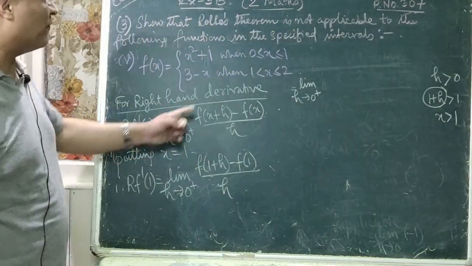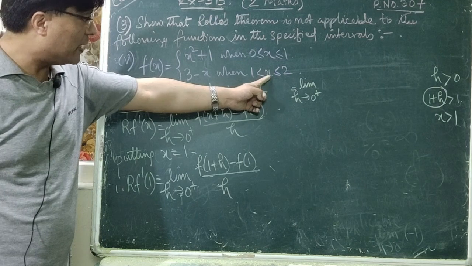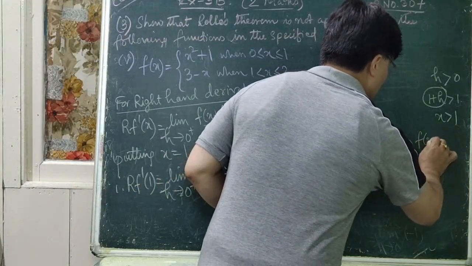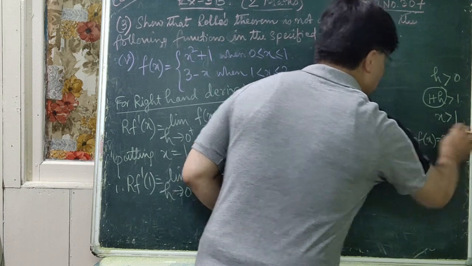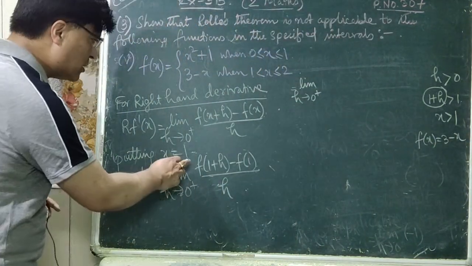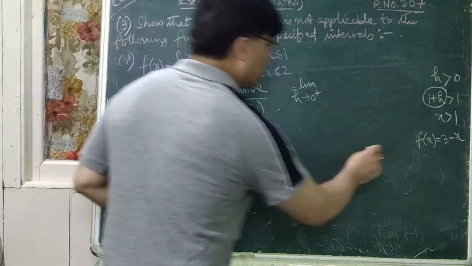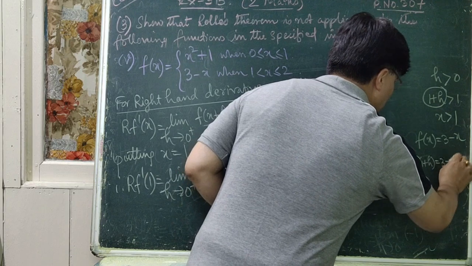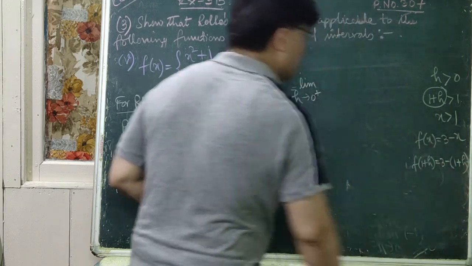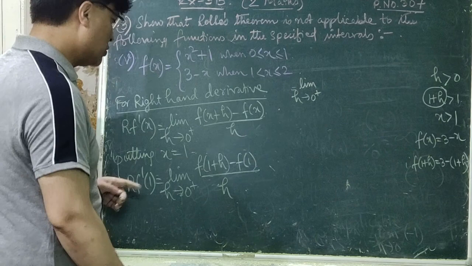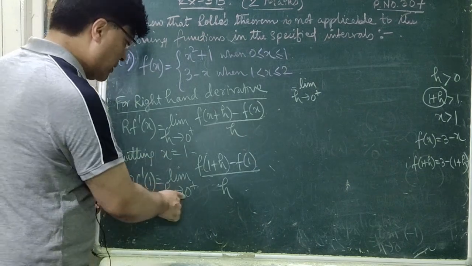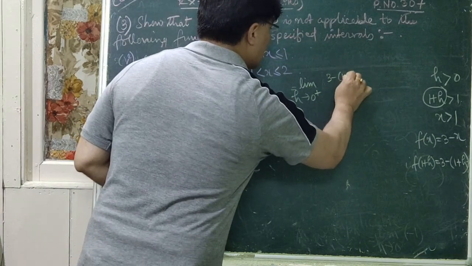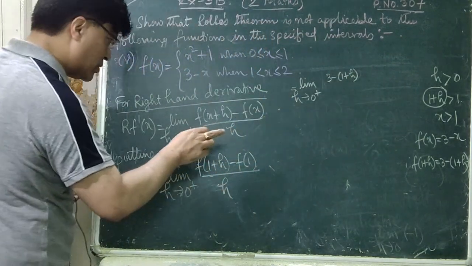So what is the value for f of x when x greater than 1? When x is greater than 1, f of x is equal to 3 minus x in this case. So f of x is equal to 3 minus x, right? So you put instead of x 1 plus h. So therefore f of 1 plus h is equal to 3 minus within bracket 1 plus h. Is that clear to all of you? So we can put the value here. So limit h tends to 0 plus, what is the value for f of 1 plus h? It is 3 minus within bracket 1 plus h, right?